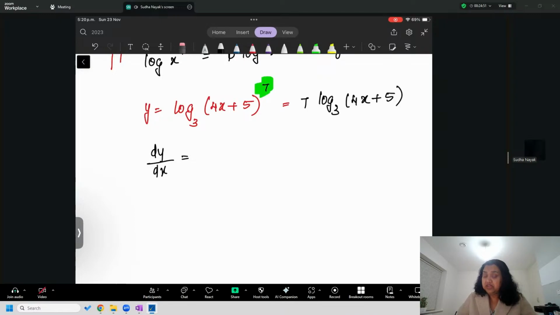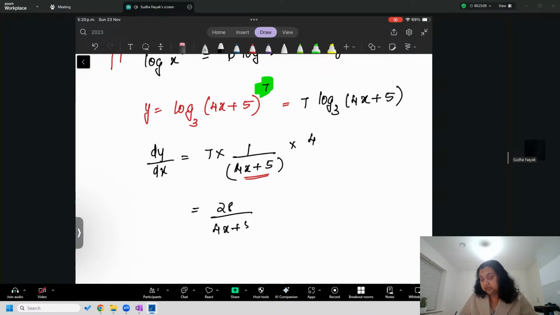Okay, now I can simplify this. So dy by dx will be 7 times the derivative of log of something, which is 1 by 4x plus 5, and then you have to differentiate this because that is not x, so I multiply this by 4, so it will be 28 over 4x plus 5. Okay, so this is what you have to do whenever you get a log question.